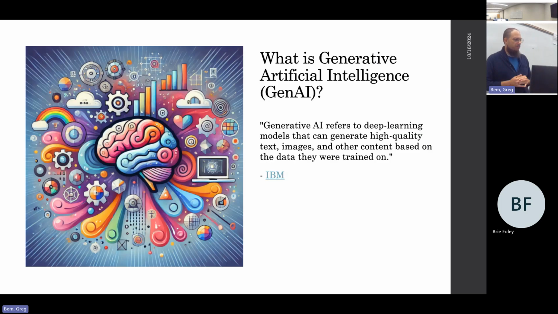Now, IBM's definition of generative artificial intelligence, which is why we're here today, refers to deep learning models that can generate high quality text, images, and other content based on the data they were trained on. And so we're focusing on that word generate or generative. The technology is providing a variety of different types of content. And we will see exactly what that means when we look at the examples in our demonstrations today.